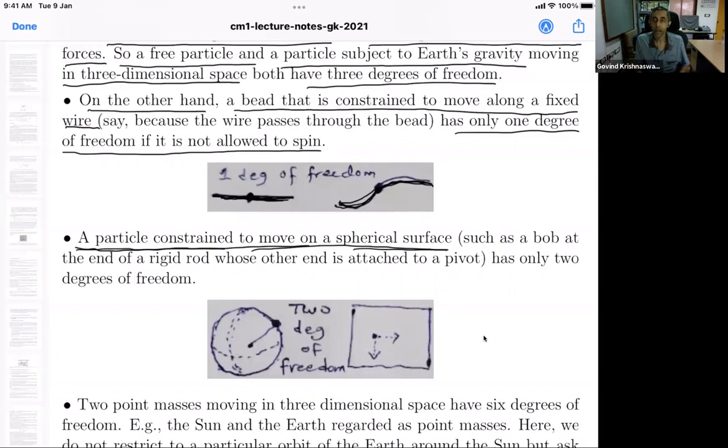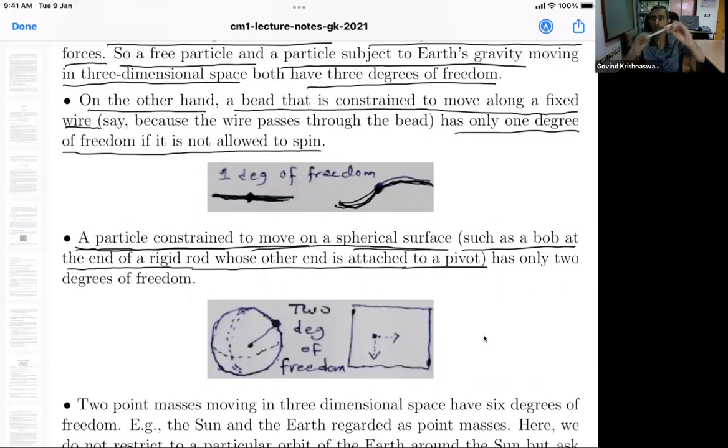An example would be the bob of a pendulum, for instance, that is rigidly attached to the end of a rod whose other end is fastened to a fixed support, a pivot. So this is an example. This is my pivot and this is my rod, and my bob is at this end. Now the pivot is held fixed, but this thing can rotate in any which way.